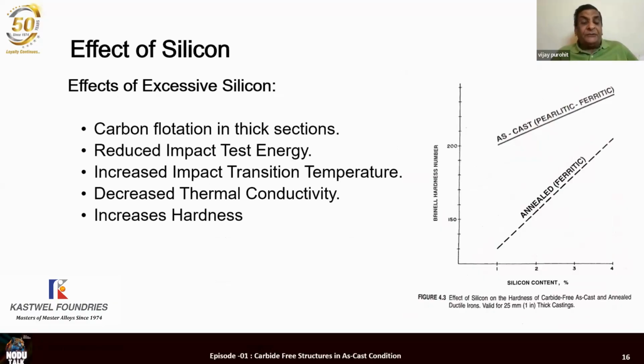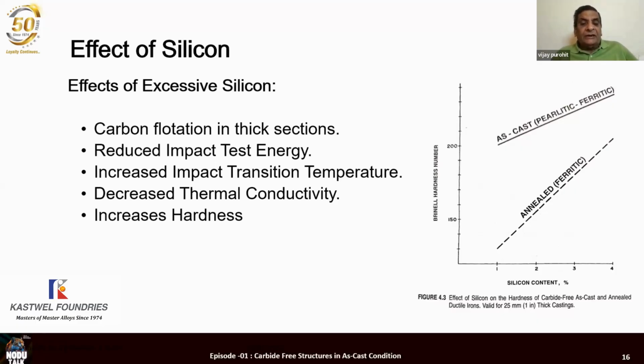Effect of silicon. What are the effects of excessive silicon? If we go beyond the ranges which are given in the diagram of carbon, silicon, carbon equivalent with the section size, if you go to excessive silicon, carbon flotation is possible to occur in thick sections. As you go to excess silicon, you will reduce the impact test energy. This I will show you in the next slide. If you increase the silicon, it will increase the impact transition temperature. This we will see in the next slide.